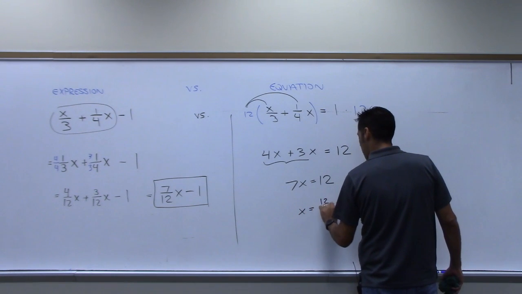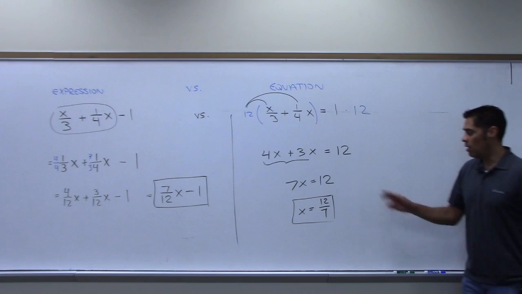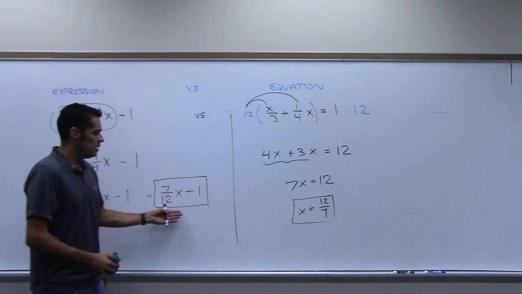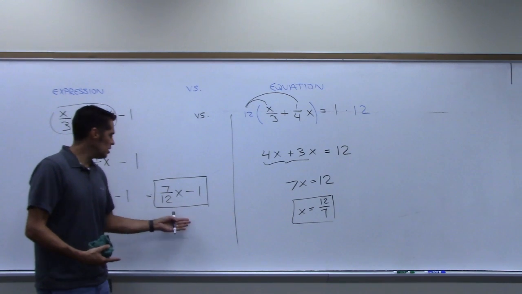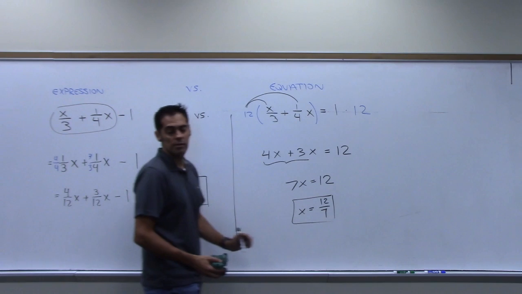Divide by 7. And your answer would be 12 over 7. See the difference between these? Your answer here is an expression, just looks a little bit nicer than that. And the answer over here is an actual number, 12 over 7.